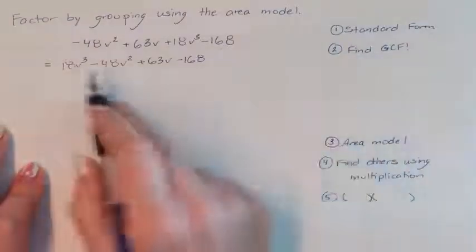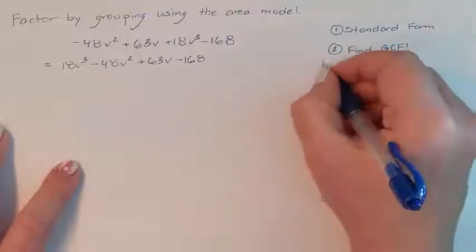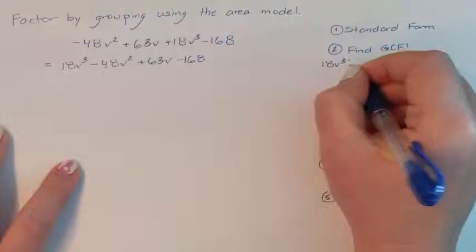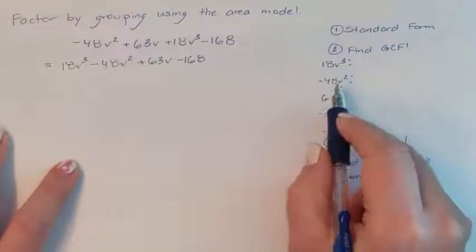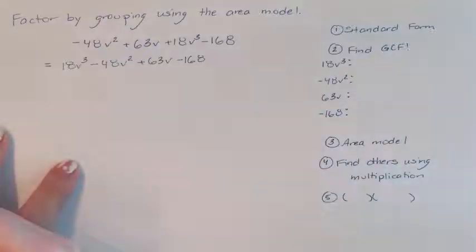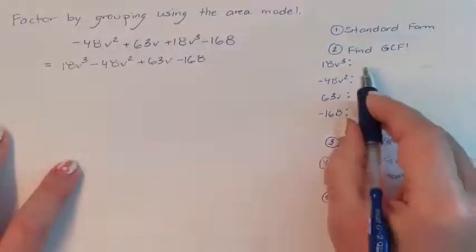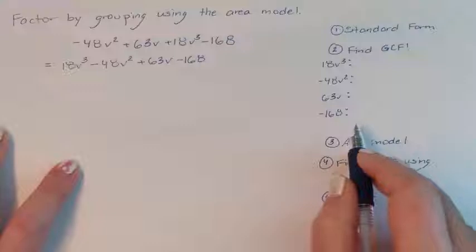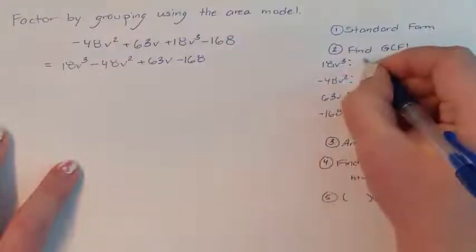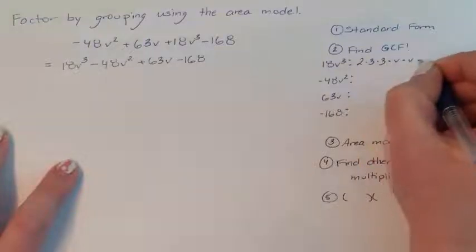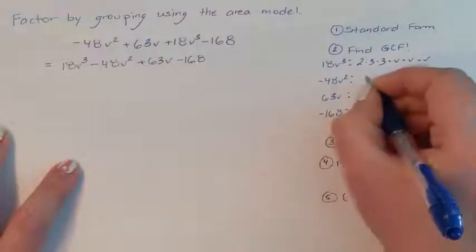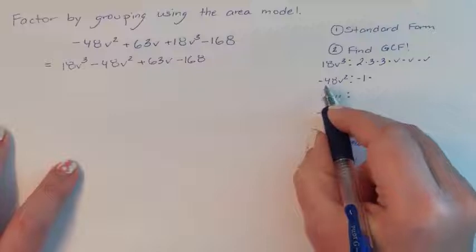Now I need to find the GCF. There are 4 terms, which means I need 4 lists. And these numbers get a little large, so on a scratch piece of paper, I would do factor trees for some of these to figure out your prime factorizations. 18v to the third is 2 times 3 times 3, and there were 3 v's because it was v to the third. The only way to have a negative is to have a negative 1.